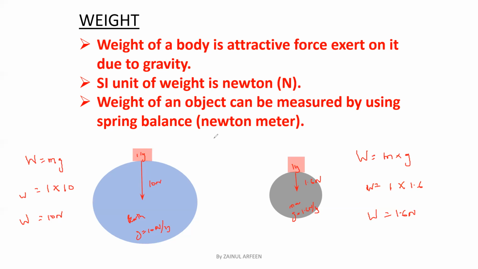This is a formula which relates mass and weight together. W equals mg. If you need mass, it will be weight divided by gravity. So it's the same formula, W equals mg. If you need mass of an object, it will be weight divided by gravity. And because weight has a direction, weight is a vector quantity.